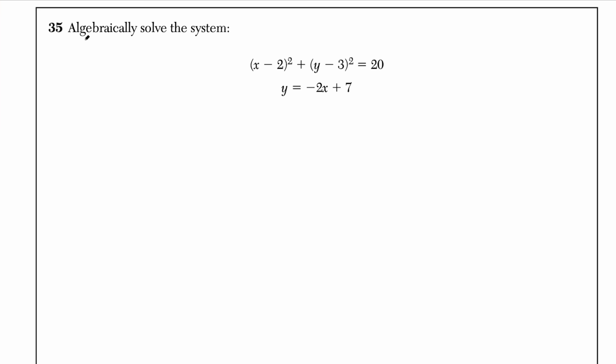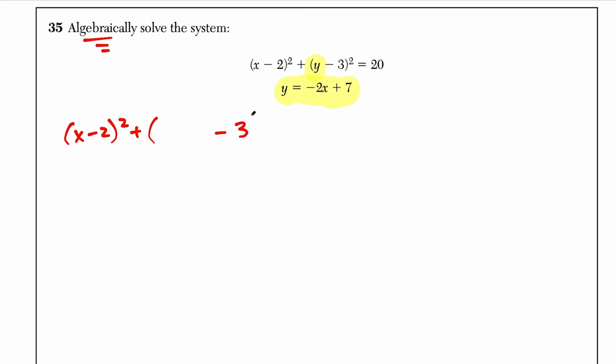Question 35, we have to algebraically solve the system, and in the system we have the equation of a circle and the equation of a line. So we want to find out what points they have in common. So for this one here, the most straightforward way to do this, I would say, is by substitution, because the second equation is already solved for y. So we could just plug in for y in that first equation, and that'll get us on the way for finding the solution to the system. So we're going to have (x − 2)² plus, and I'll leave a space for the y because we're going to substitute.